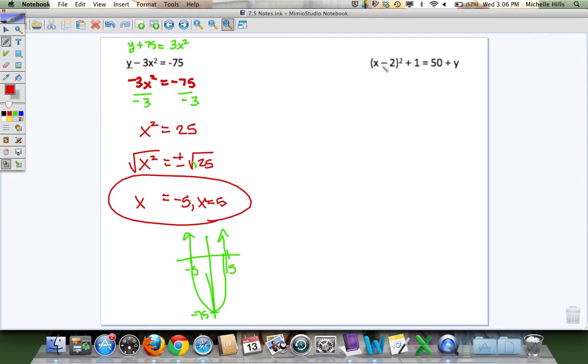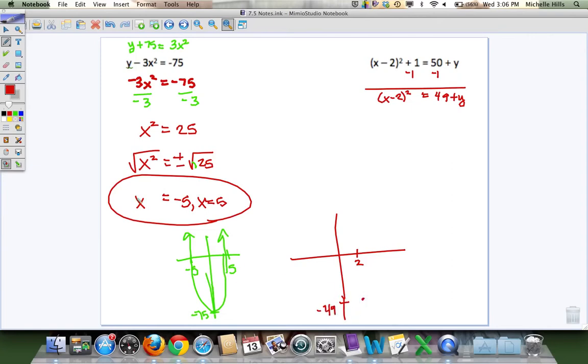This is the first one that has a horizontal translation to the vertex. So what I know immediately is this. The vertex is at positive 2, and I would have to subtract 1 from both sides to move this over, and I would have x minus 2 squared equals 49 plus y. And so it's moved down 49 units.